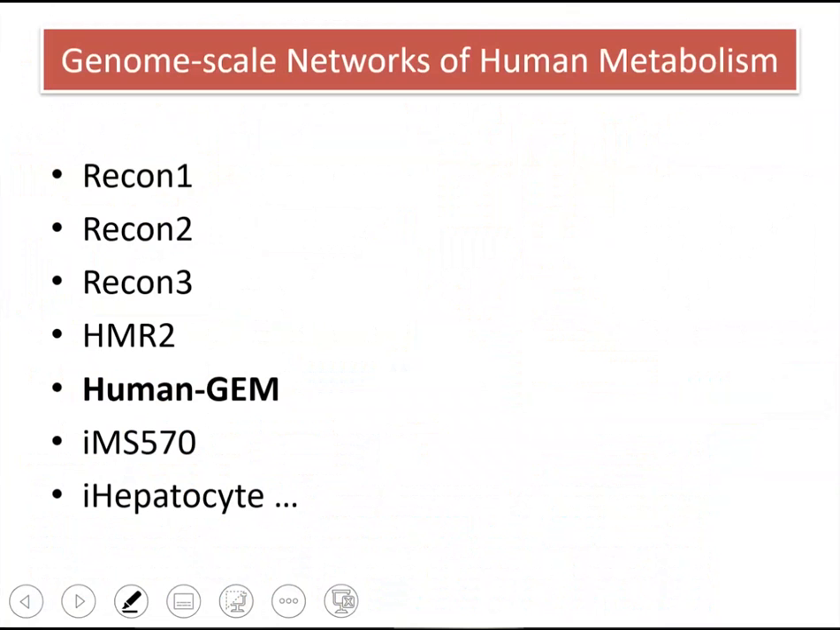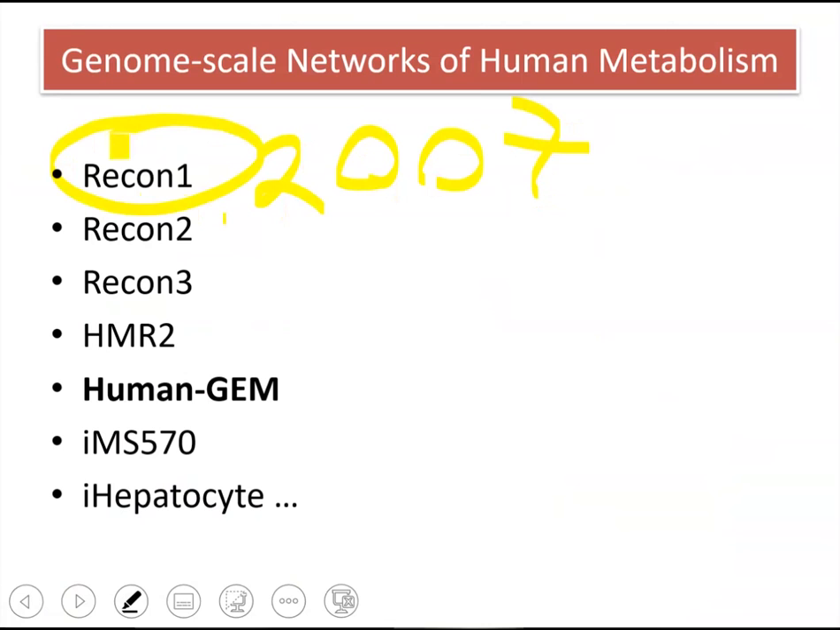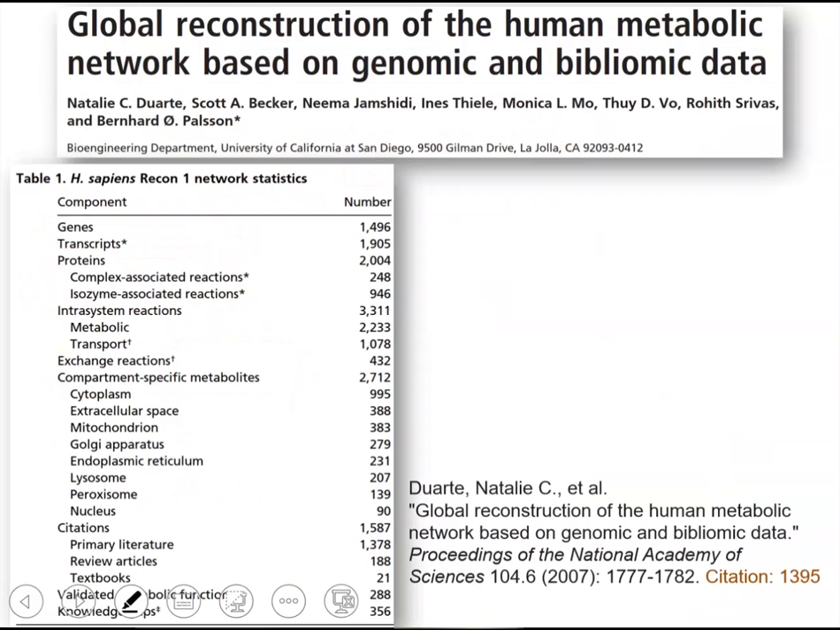I will also talk about genome-scale networks of human metabolism. The genome-scale model of human metabolism was published in 2007, and it was named Recon 1. Later, newer versions of this model became available, and the most recent version is Human-GEM. I will talk about those. So this is the first paper, published in 2007.